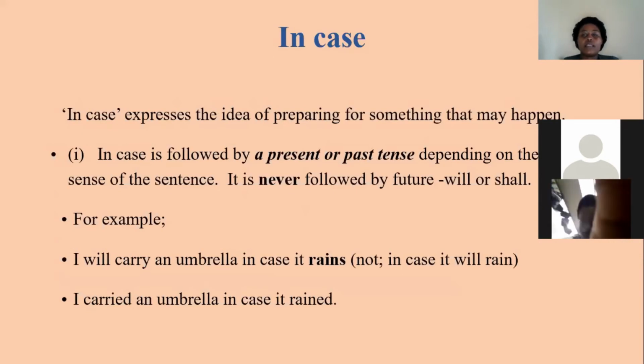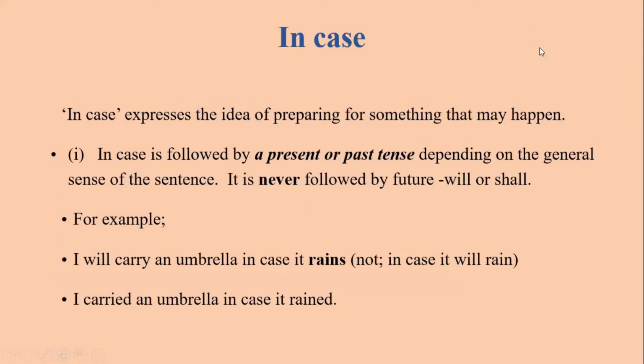The other is in case. In case also expresses the idea of preparing for something that may happen, and it is followed by a present or a past tense, depending on the general sense of the sentence, and it is never followed by future. You cannot use will or shall. And we have our examples. I will carry an umbrella in case it rains. You don't say I will carry an umbrella in case it will rain. You have to say I carry an umbrella in case it rains. Then I carried an umbrella in case it rained.